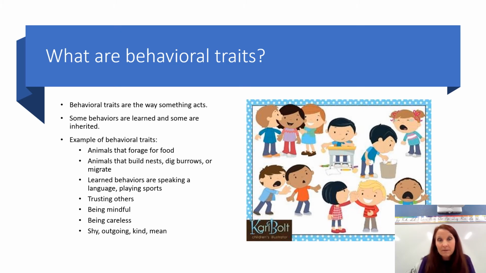A learned behavioral trait would be speaking a language. You have to learn to talk. You're not just born knowing how to speak. You also have to learn to play a sport. So you aren't born knowing how to play baseball or basketball or soccer. You have to learn that. So that is a behavior that you've learned.